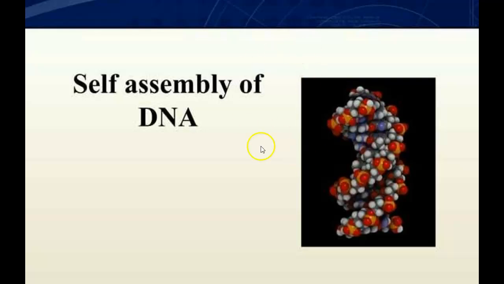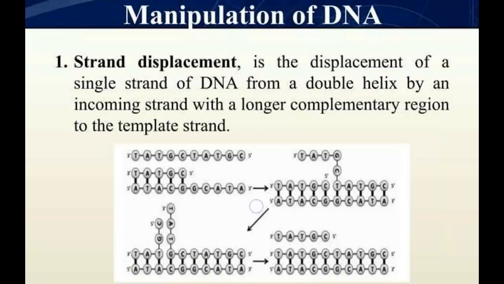So first of all, at nanoscale we will discuss self-assembly of DNA. First of all, manipulation of DNA. The first process is strand displacement. This is the displacement of the single strand of DNA from a double helix by an incoming strand with a longer complementary region to the template strand, and there is always a template strand.